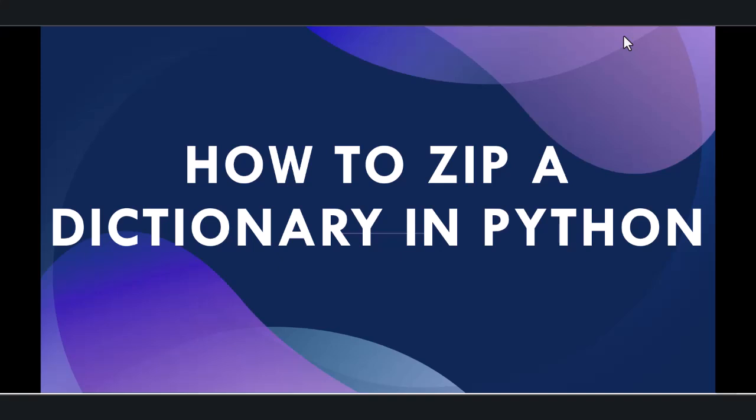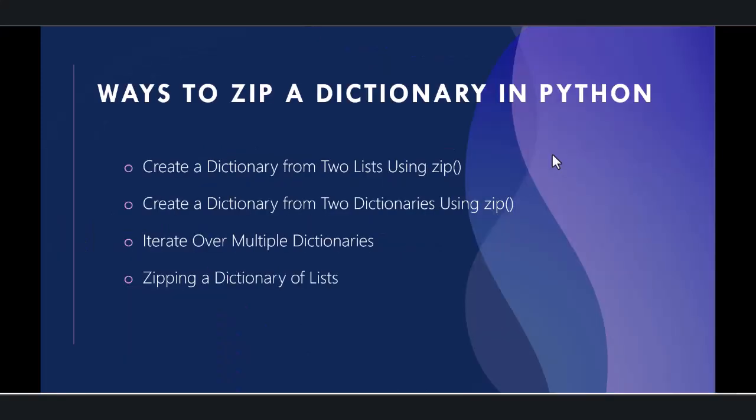I'm Anjali. Today I'll explain how to zip a dictionary in Python. These are the ways that I'll explain in this video. First, we'll see how to create a dictionary from two lists using a zip function. Then, creating a dictionary from two dictionaries using zip function. We'll also see how to iterate over multiple dictionaries and zipping a dictionary of lists.